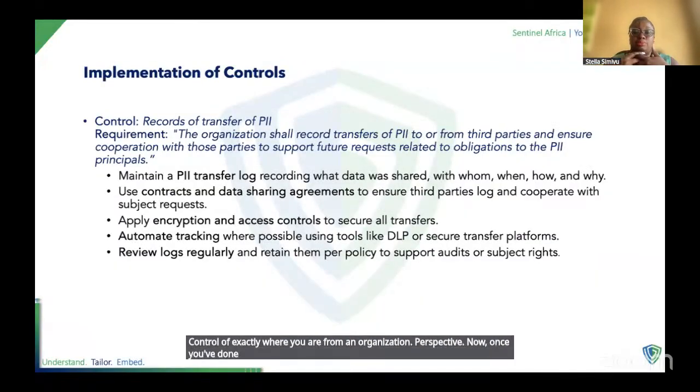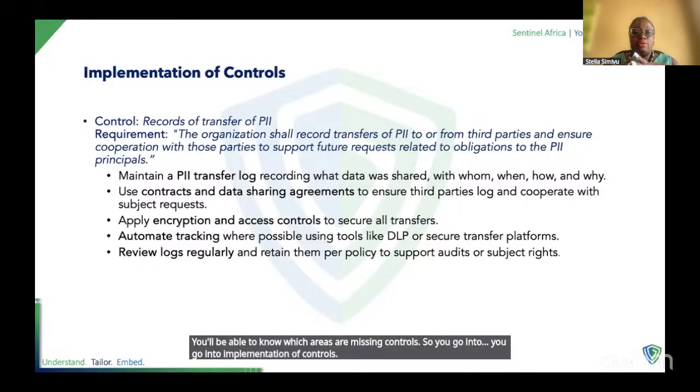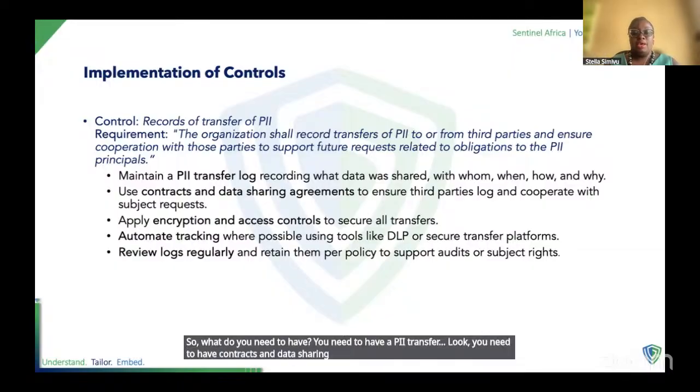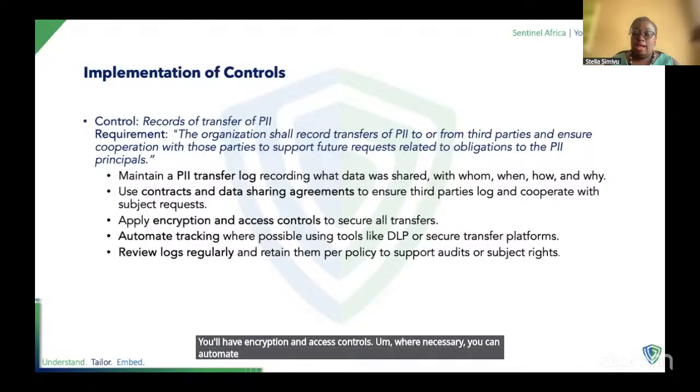Now, once you've done your risk assessment and your statement of applicability, you'll be able to know which areas are missing controls. So you go into implementation of controls, where you pick every control, look at the requirement, and then at what you need to do. This is a very simple example where you need to have records of transfer of PII. The control says that the organization shall record transfers of PII to or from third parties. So what do you need to have? You need a PII transfer log. You need contracts and data sharing agreements. You have encryption and access controls. Where necessary, you can automate tracking and review logs.